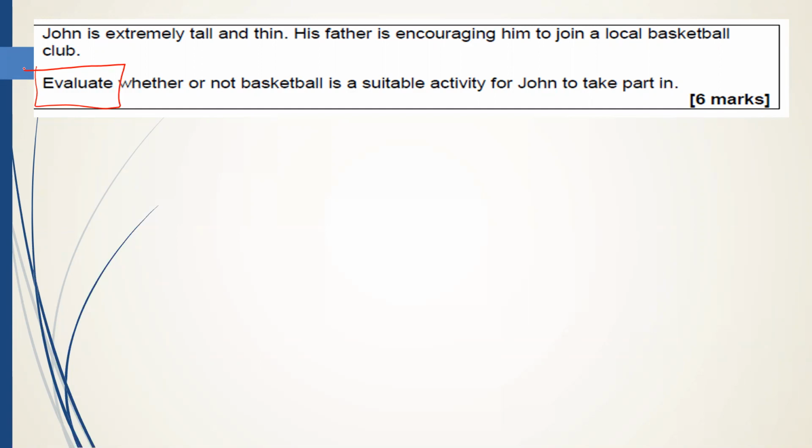Once you've done that, you then look for the key information or the key content in the question. So as soon as you see this, you know it's going to be a somatotype question, and then you're looking for which sport they're trying to link it into. In this case, it's a basketball player. So is John, who's very tall and thin, well suited to basketball?